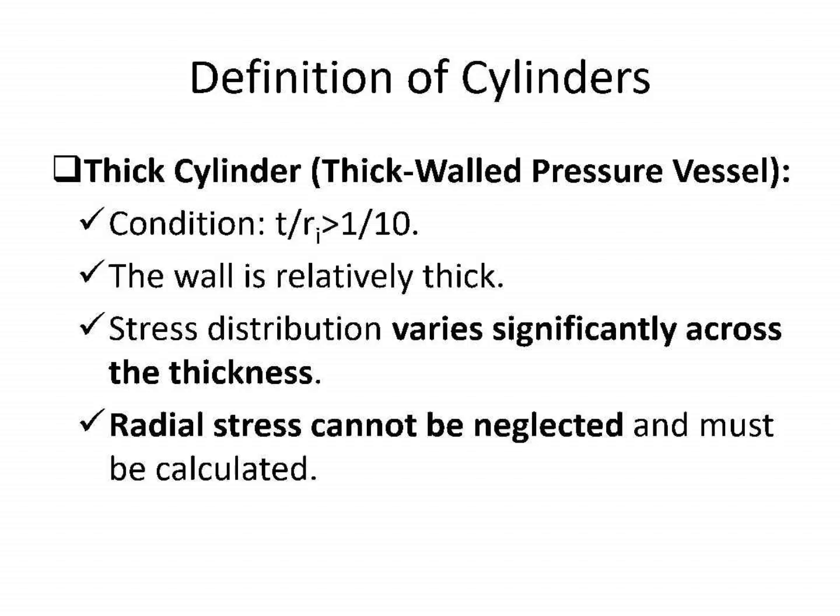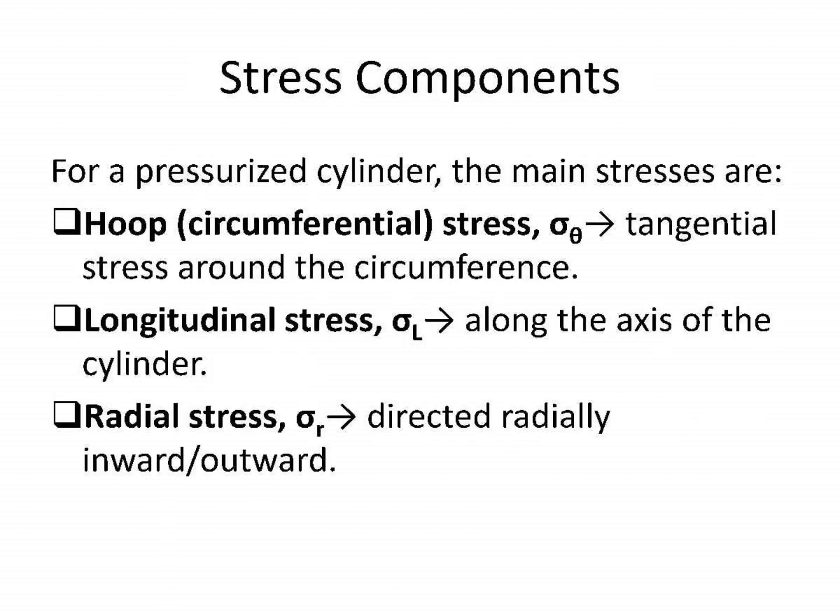Slide 6. Stress components in a pressurized cylinder. Three main stresses are present. Hoop stress acts around the circumference of the cylinder and tends to split it lengthwise. Longitudinal stress acts along the axis of the cylinder. Radial stress acts through the thickness of the wall, either inward or outward.